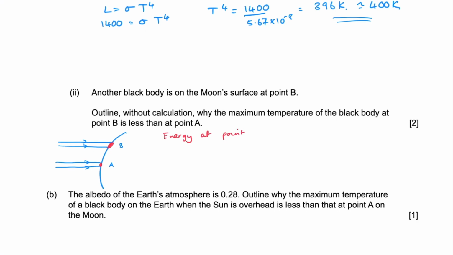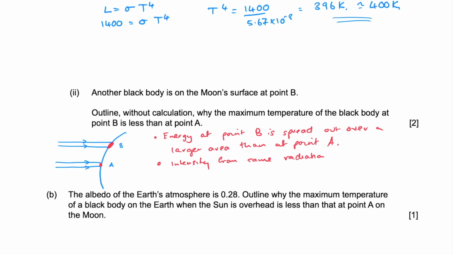at point B is spread out over a larger area than at point A. That means that the intensity from the same radiation is less at B than it is at A. And if the intensity is less, if that's less, this is the constant, then the temperature must be less as well. Therefore, temperature at B is less.